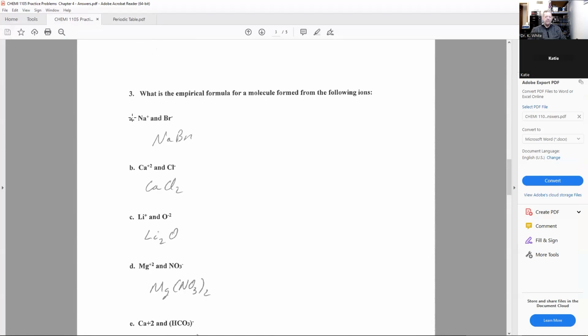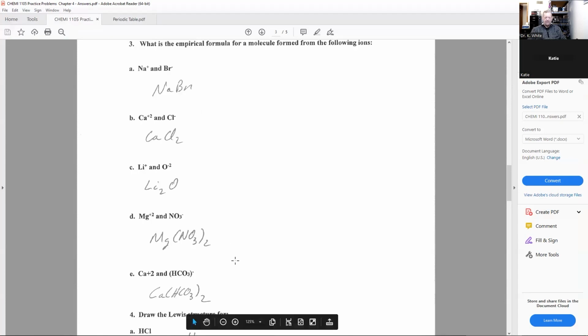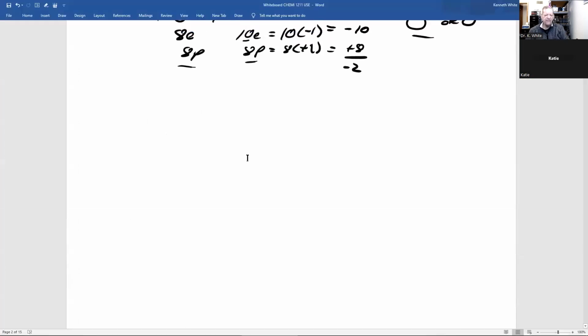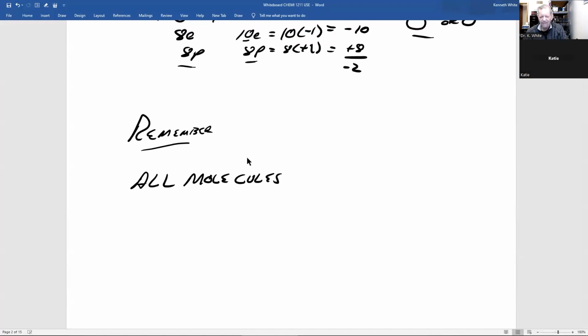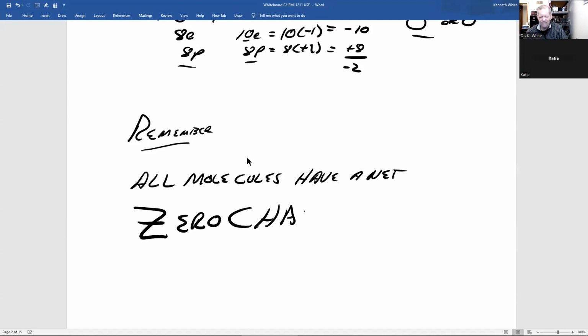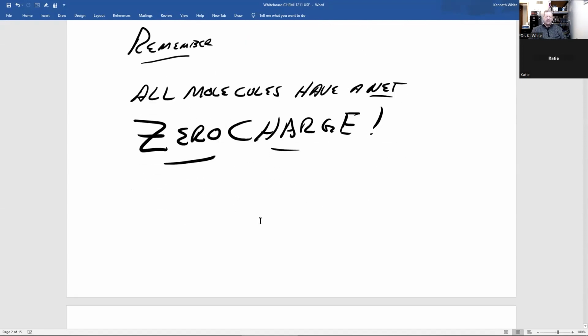All right, next. What is the empirical formula for a molecule formed with the following ions? Remember, all molecules have a net zero charge. So the charges of the different ions have to add up to 0. You can't change the charge, but you can change how many.